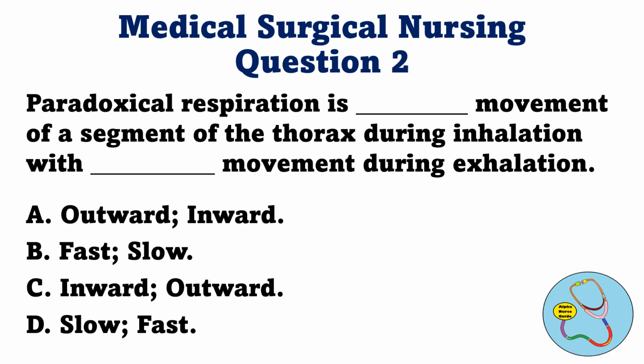Question 2. Paradoxical respiration is blank movement of a segment of the thorax during inhalation with blank movement during exhalation. A. Outward, inward. B. Fast, slow. C. Inward, outward. D. Slow, fast.